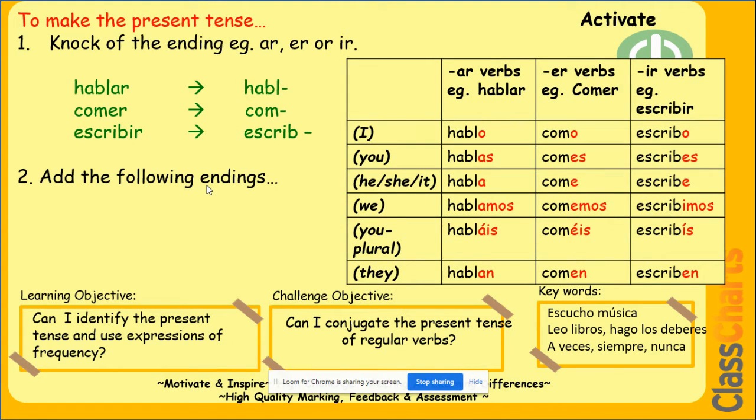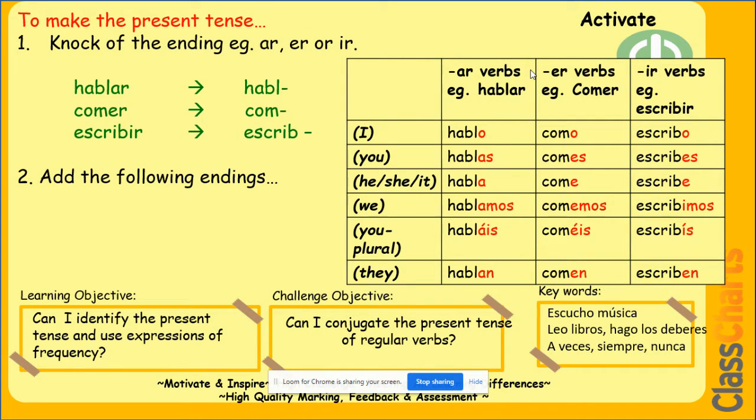So, it is a little bit complicated. I know it looks complicated, but the more we practise with it, the easier it becomes. And all the red bits that you see in each are the different endings. So, for example, for the verb hablar, which is a regular AR verb, I add an o for the I form of the verb. I add an as for the you singular form. For the she, he or it, I add an a, so it's habla.